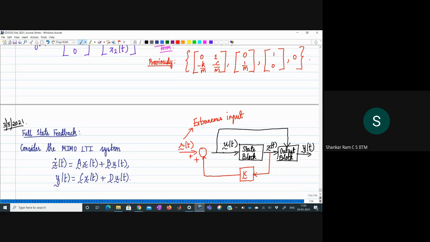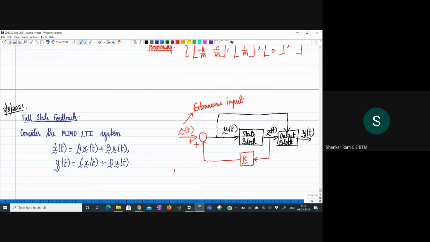unlike in the traditional classical control based design methods where we use the transfer function. Here r is something which is extraneous to the system. It can be there, it need not be there, and then we use this to give the feedback to the system. So I hope now it's clear why it is called full state feedback.